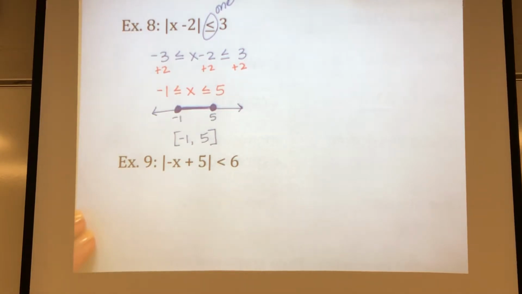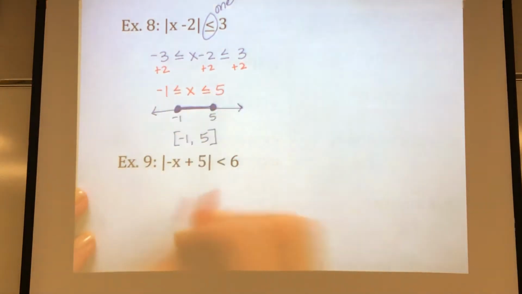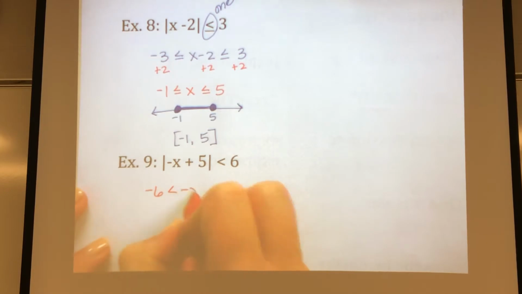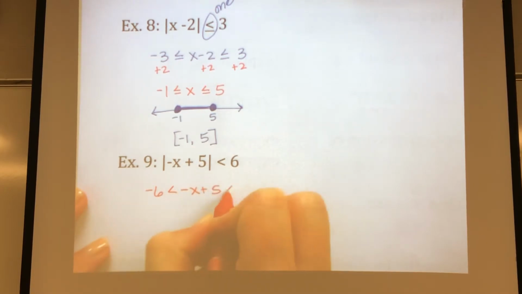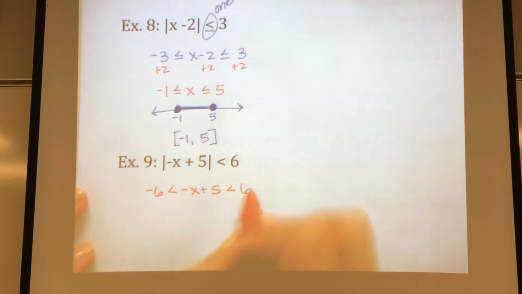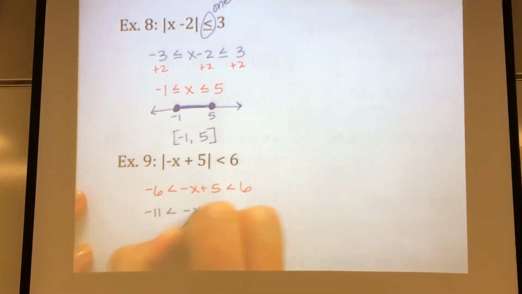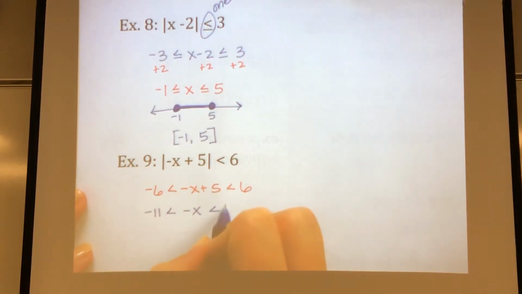Number 9, we have another less than. So less than, remember, just like this one: negative 6 is less than negative x plus 5, which is less than positive 6. Subtract 5 from all parts. So we have negative 11 is less than negative x, which is less than 1. Now we still have to get rid of that negative on the x.